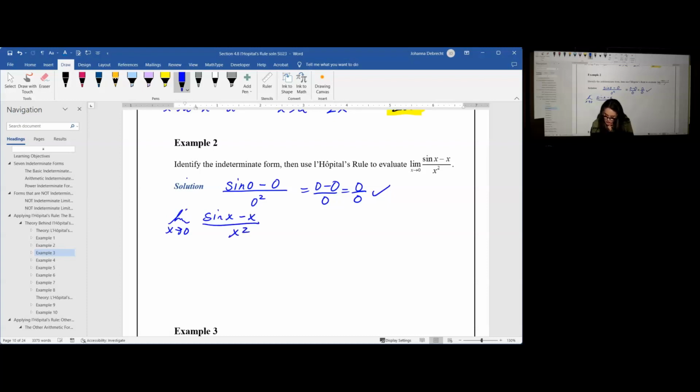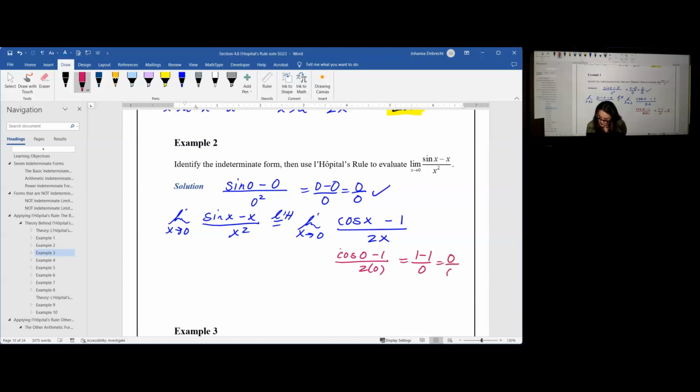This is a limit that we would not have been able to solve previously by any of the methods that we learned. The derivative of sine of x is cosine of x. The derivative of x is 1, and the derivative of x squared is 2x. I've applied L'Hopital's rule, and now I try to evaluate the limit again by substituting what the limit is approaching in place of the variable x. This will give me cosine of 0 minus 1 over 2 times 0. The cosine of 0 is 1, and this again gives me 0 over 0.